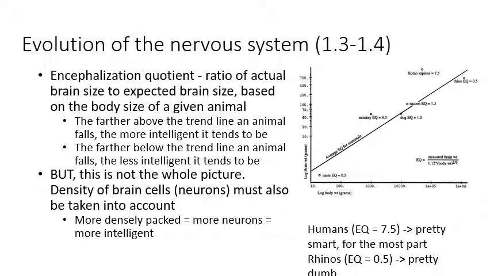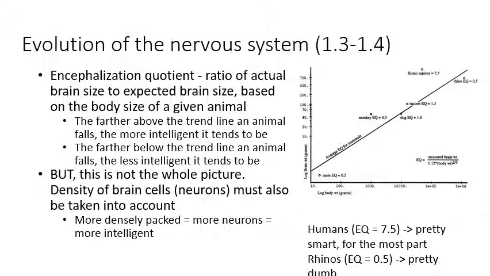So the brain size ratio that I talked about before, the proportion, is called the encephalization quotient, which is the ratio of actual brain size to expected brain size based on the body of a given animal. If you look at the graph on the right, there's this regression line, which is what you would expect the brain size of an animal to be based on its body size. So a dog and a raccoon, these are pretty close to what you would expect, kind of an average encephalization quotient. The farther above the trend line an animal falls, the more intelligent it tends to be.